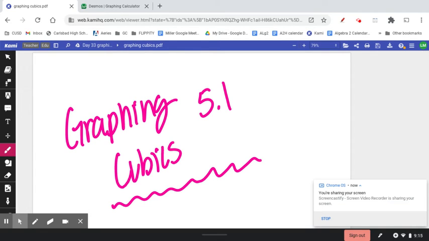Hello everyone, this is going to be a short little lesson today on graphing cubics. This is section 5.1. So watch this video and then there's going to be my HRW homework that has problems from this section as well as graphing polynomials from today's class.